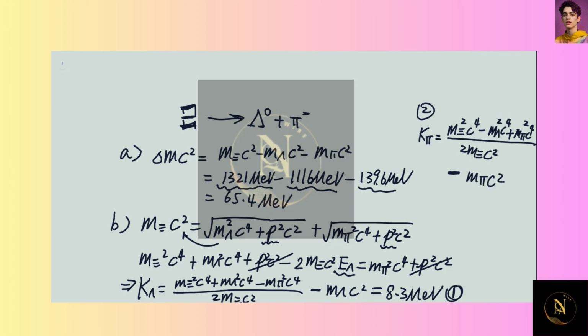So again, look at this equation. It looks pretty much the same as this one because they are symmetric. And again, we plug in all those numbers and we get a kinetic energy of 56.9 MeV. Most of the kinetic energy is carried by the pion because it is much lighter.